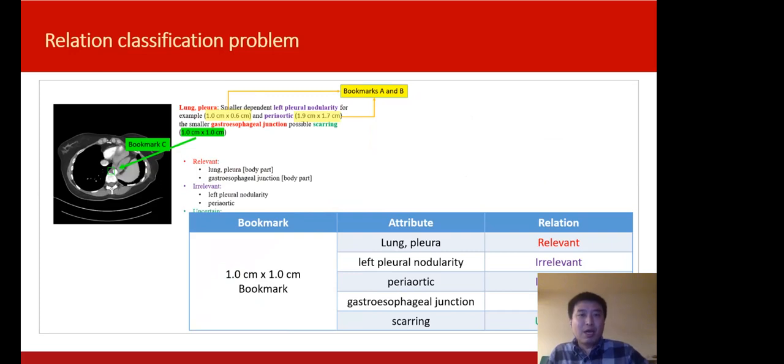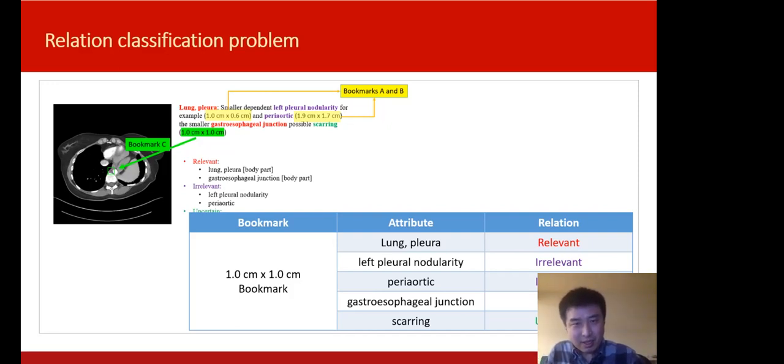So in order to differentiate those attributes, we treat this problem as a relation classification problem in natural language processing. We first create all pairs of bookmarks and attributes in the sentence. Then for each pair, we use a deep learning model to judge if the relation between the bookmark and attribute is irrelevant, relevant, or uncertain.